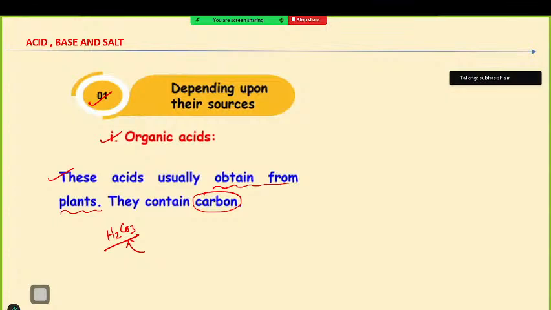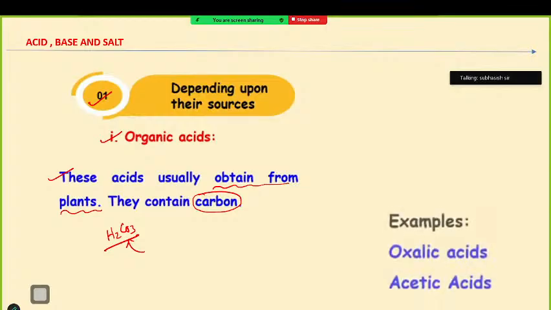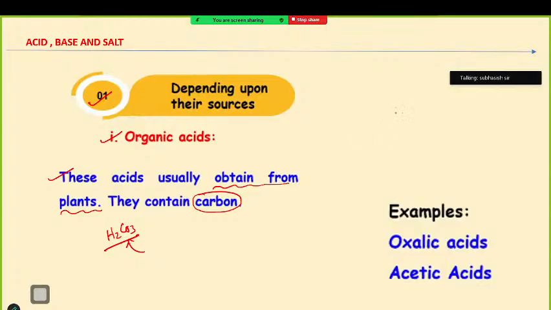That need not mean all carbon containing acids should be considered organic acids, but most organic acids generally contain carbon, and the source of those acids is living organisms like plants and animals. Here are some examples: as we have already mentioned, oxalic acid is present in guava or in tomatoes, and acetic acid is present in plant extracts. So depending upon the sources, some of the acids are termed organic acids.